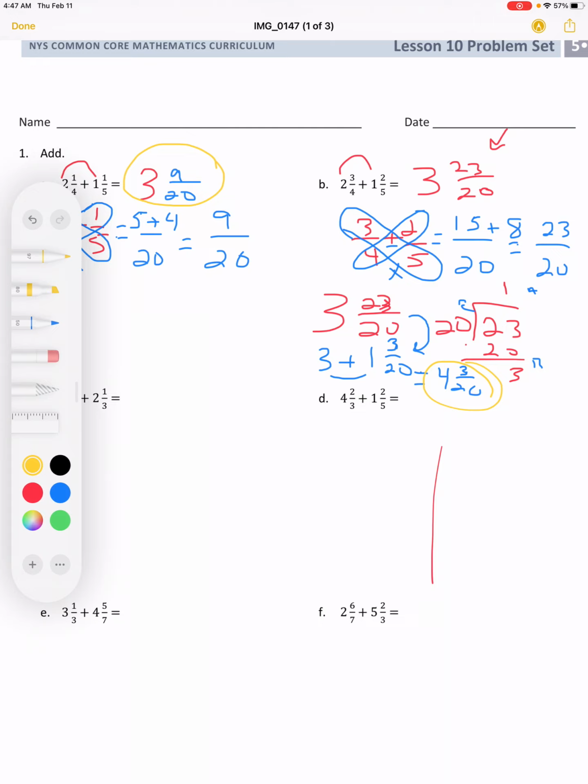All right, we have problem F here. We have 2 6/7 plus 5 2/3. Add those whole numbers first. 2 plus 5 equals 7. Good. Now we get to add our fractions.